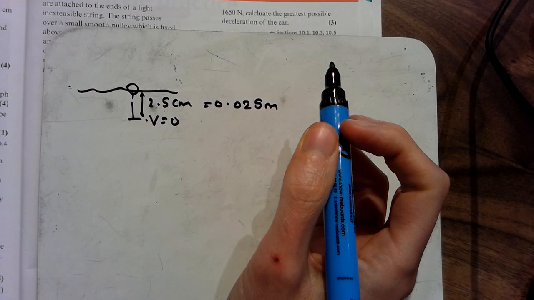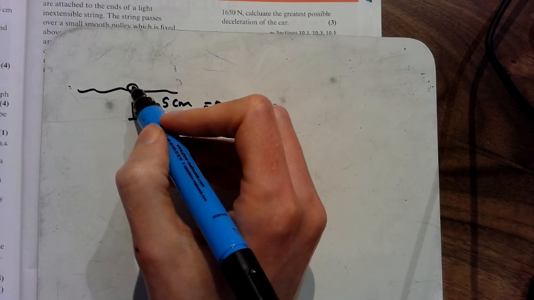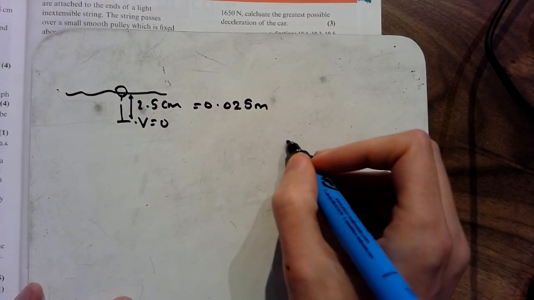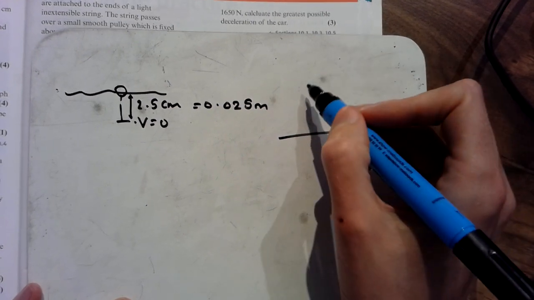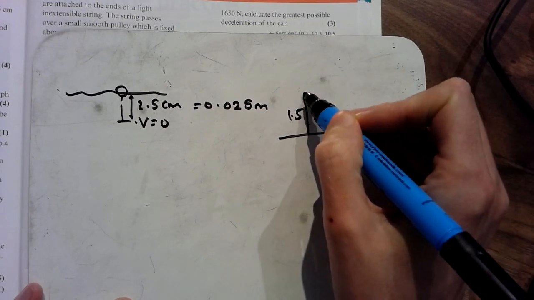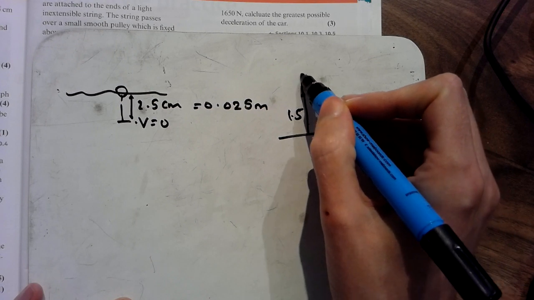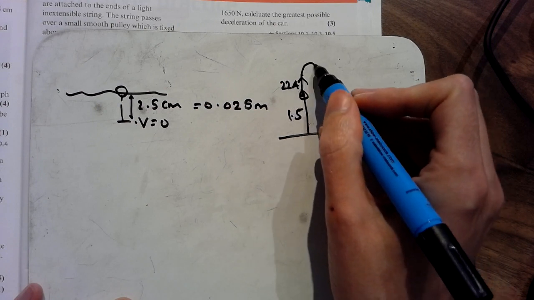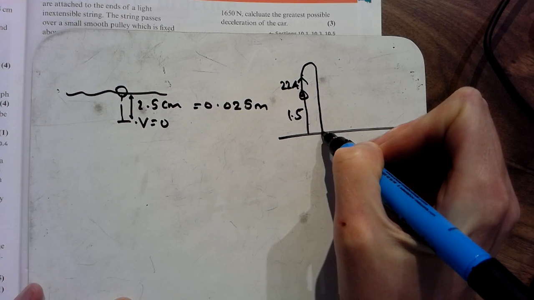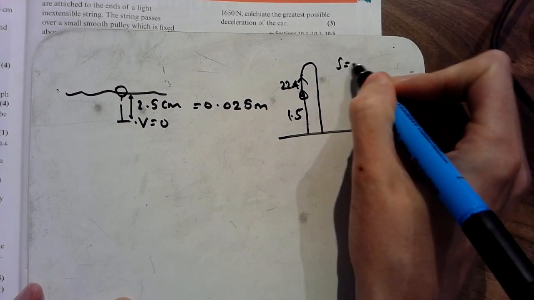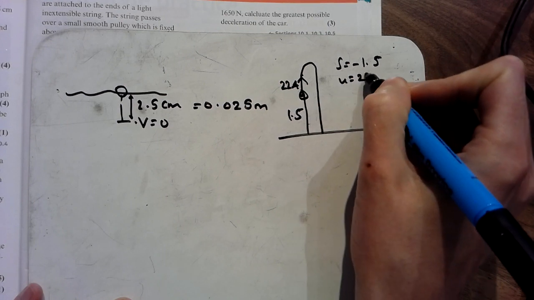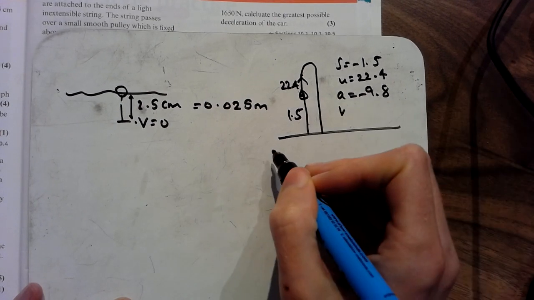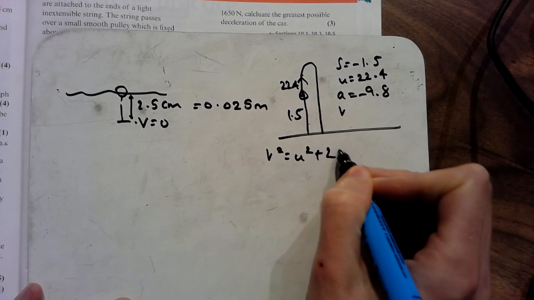But what would be really useful to get acceleration would be to know what speed it's going when it hits the ground. So to do that, we need to go back to our original bit from part B. So it started 1.5 meters above the ground. It went up at 22.4 meters per second, and then back down to the earth. So S was minus 1.5, U was 22.4, A is always minus 9.8 for these, and then we need V. So that will be V squared equals U squared plus 2AS.